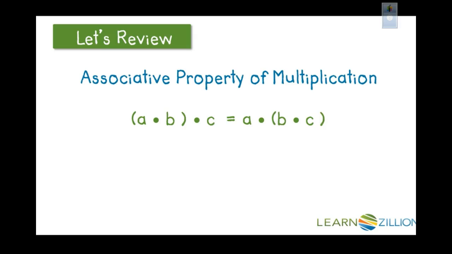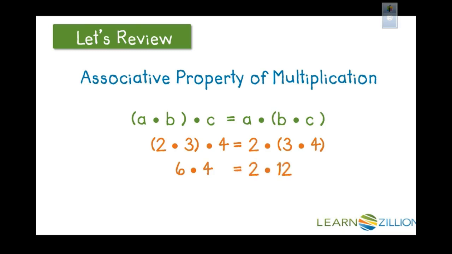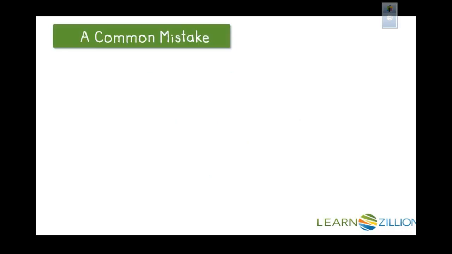Notice that this property states we can either multiply A times B, then multiply the result by C, and it will be the same as if we multiplied B by C, then multiplied the result by A. Here's an example with actual numbers. If we multiply 2 by 3, we get 6, then we multiply that by 4. Or if we multiply 3 by 4 first, we get 12, then multiply that by 2. Either way, we get 24. Back to the original question.